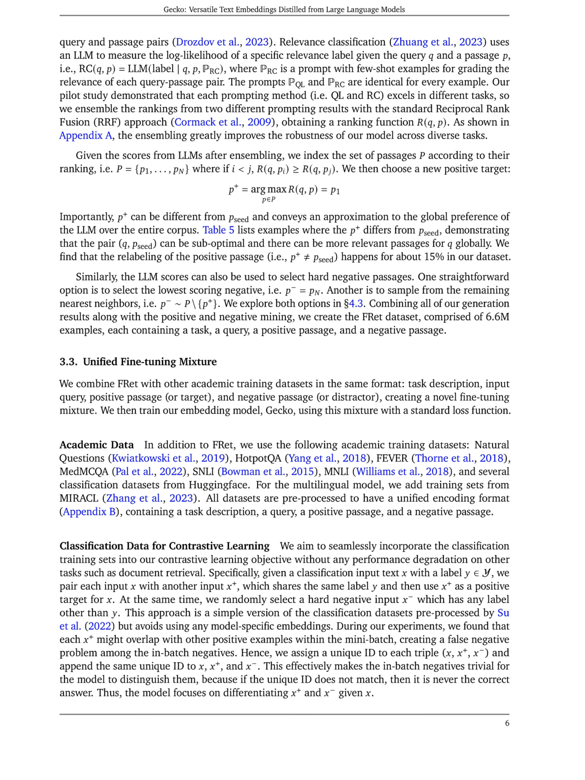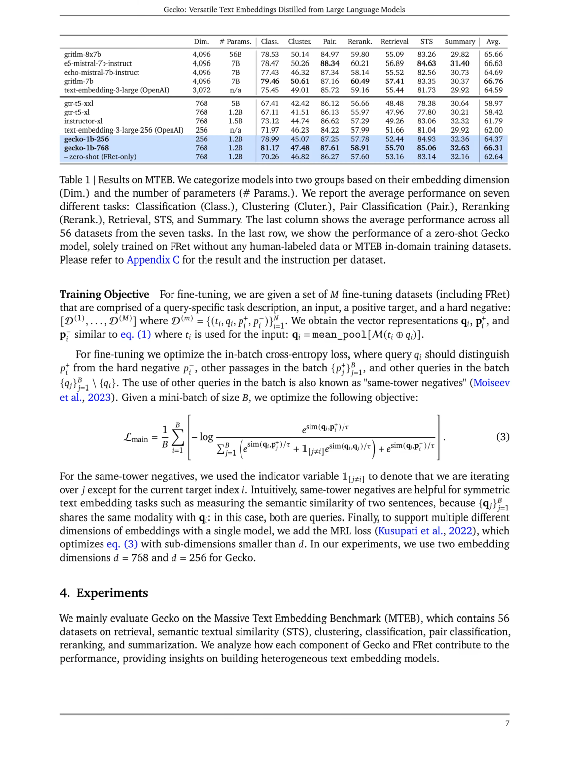The FRET dataset is combined with other academic datasets in a similar format, each containing a task description, input query, positive passage, and negative passage. The fine-tuning stage optimizes the in-batch cross-entropy loss, where the query should distinguish the positive target from the hard negative, other passages in the batch, and other queries in the batch. The model also uses same tower negatives to help with symmetric text embedding tasks. Additionally, the model incorporates the MRL loss to support multiple dimensions of embeddings with a single model.